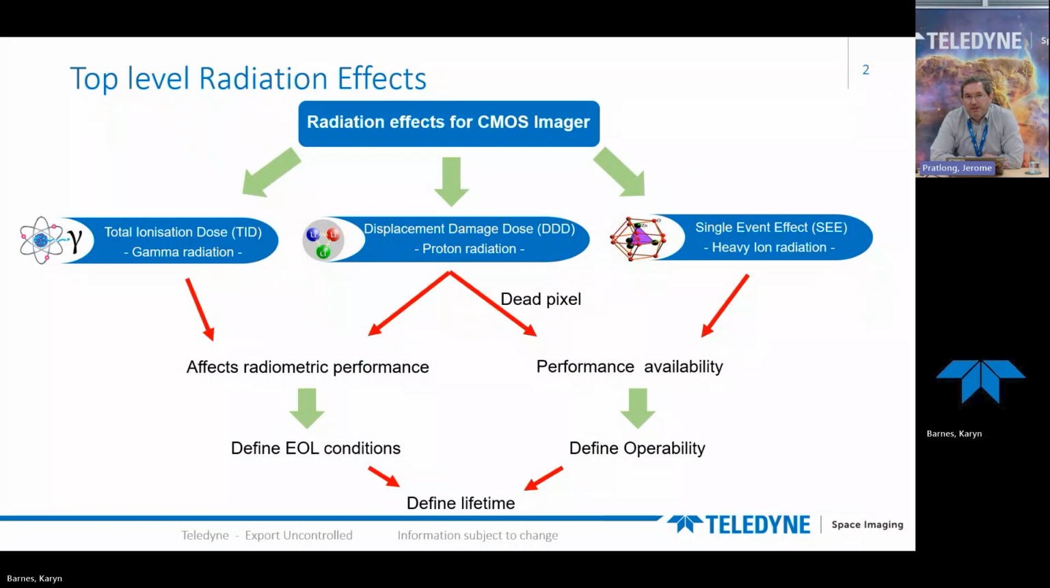In the first two videos, we looked at total ionization dose and displacement damage dose. Today, we will look at single event effect, also known as heavy ion radiation. This type of radiation affects the performance, availability, and defines the end-of-life operability of a detector. As opposed to the first two types of radiation, this one is mainly a concern for the periphery and not for the pixel.